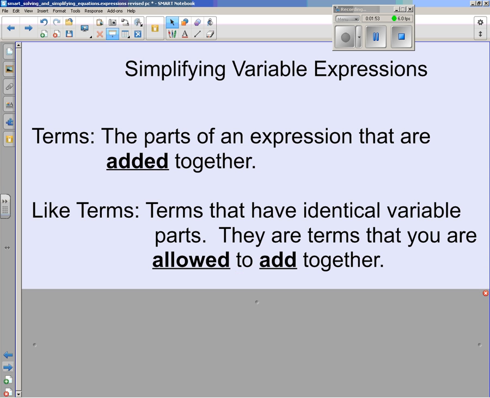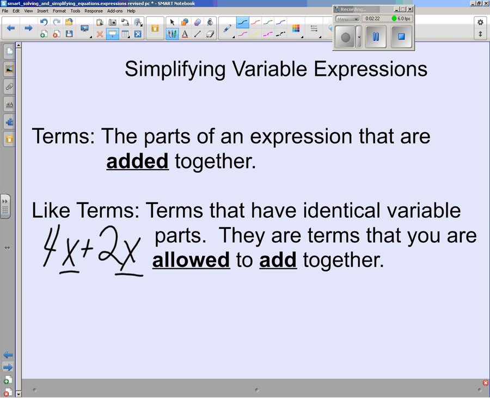Like terms. Different than terms. Like terms are any terms that have the identical variable parts. You are allowed to add like terms together. You can't add terms together unless they have the same identical variable parts. So an example of that, if I have 4x plus 2x, their variable is exactly the same. Therefore, I could add them together and get 6x.